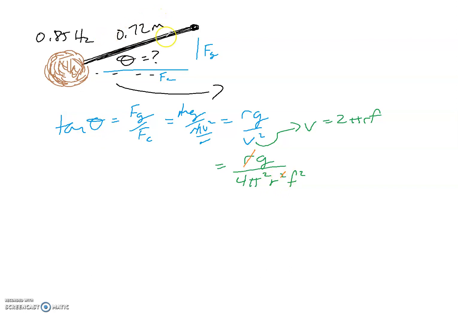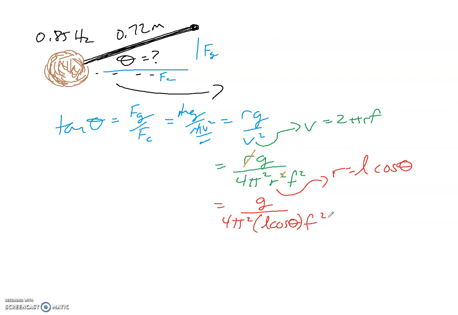I do have the length, and I can incorporate the length with the radius, because of course the radius would be the length times cos theta. So if I can replace this with this, I can incorporate the other measurement I'm looking for, as well as the angle in there as well, but I'm looking for the angle. So I'm going to substitute that in there, and I have g on the top. On the denominator, I'm going to have 4 pi squared, my radius switched for L cos theta, and frequency squared.